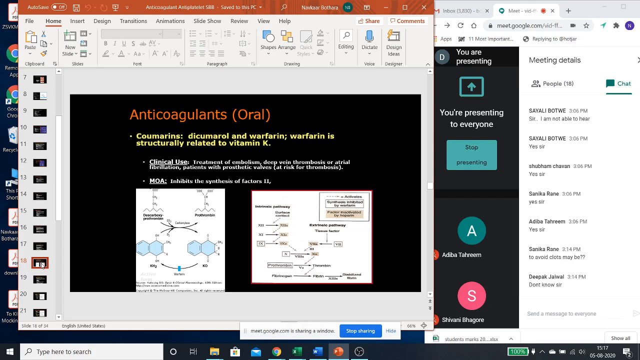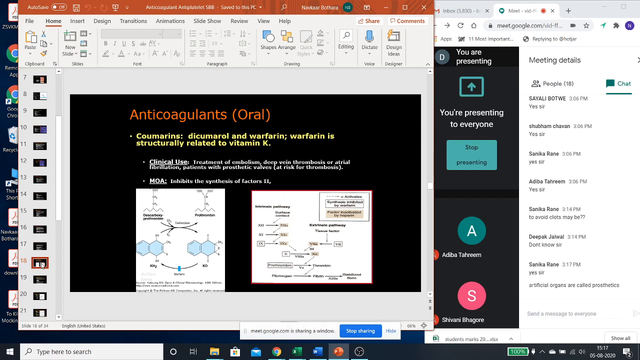And in patients with prosthetic valves, okay, prosthetic valves, prosthetic, does anybody know the word? Tell me, don't say yes now only. Tell what do you mean by prosthetic? Yes, artificial organ, artificial tissues also. Okay, these are called prosthetics.